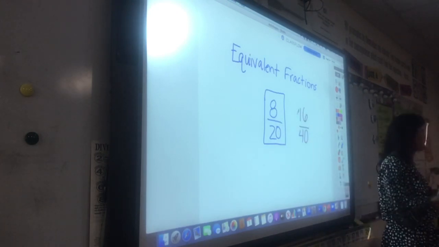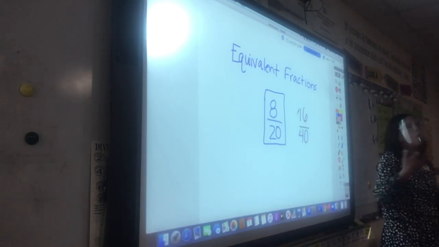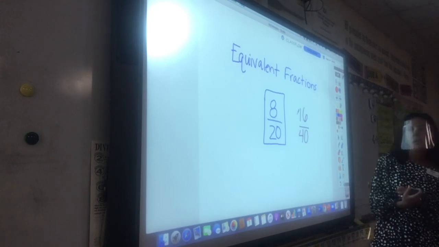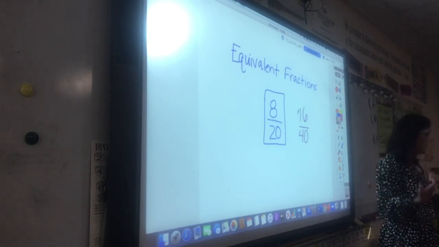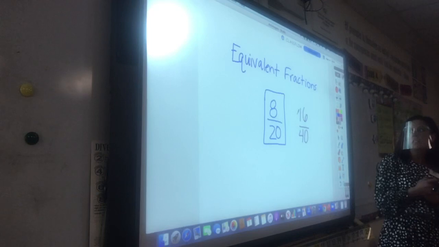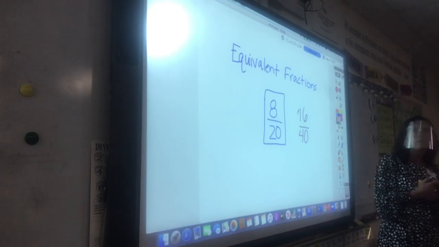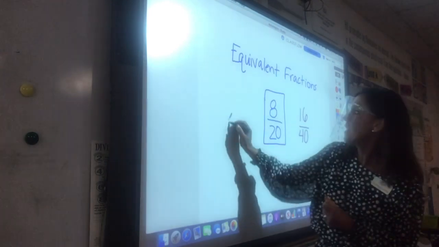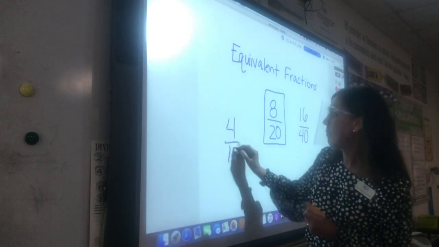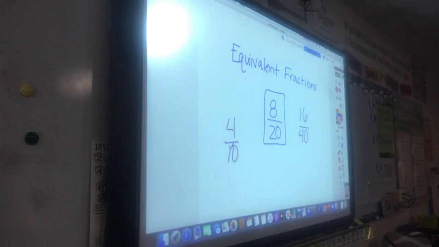I can also divide the top and bottom by the same thing, or I can multiply the top and bottom by the same thing. So there's an infinite number of equivalent fractions. Macy, what would be another equivalent fraction for 8/20ths? 4/10. Okay? She divided the top and bottom both by 2. So 4/10 would be an equivalent fraction.